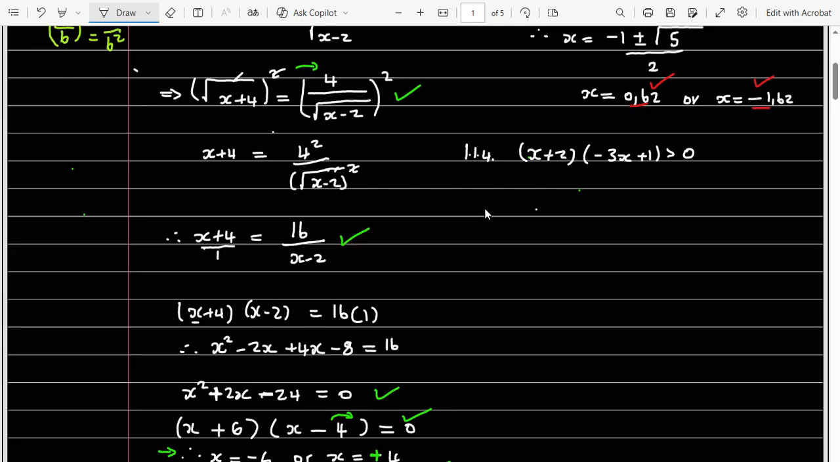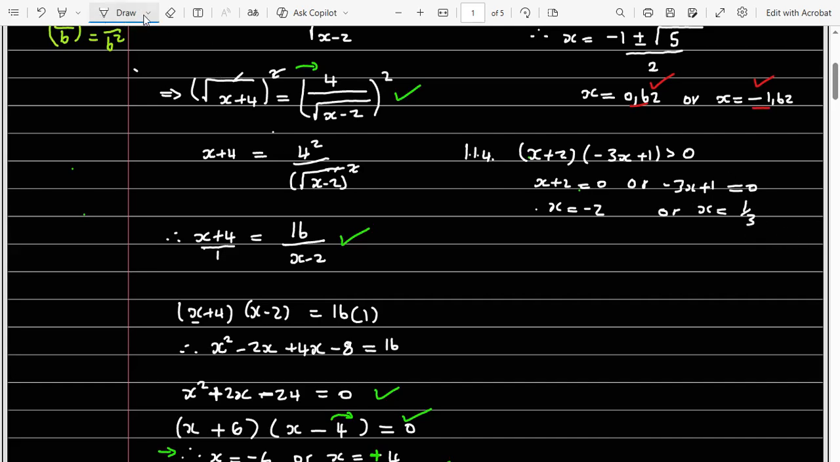So when it's greater than 0, let me look at this. When it's already factorized, I don't want you guys to treat this as an equation. Don't say x plus 2 is equal to 0 or -3x plus 1 is equal to 0. Therefore, x is equal to -2 or x is equal to 1/3, because when you solve, you'll get 1/3.